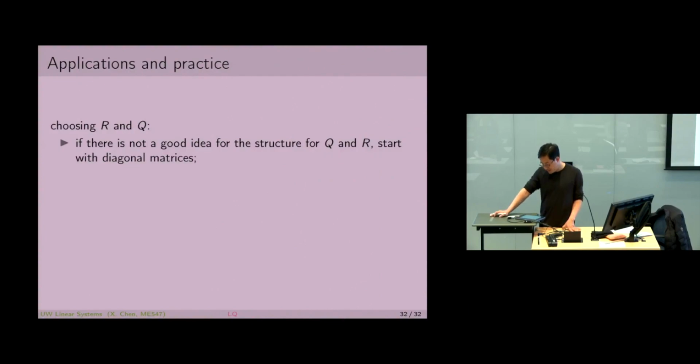In practice, for the stationary LQ problem, you need to define these two. You need to tell it what kind of R, what kind of Q you want to put in the performance index. If there's no idea about the structure of Q and R, start by making diagonal matrices for Q and R, just like what we did in the example.